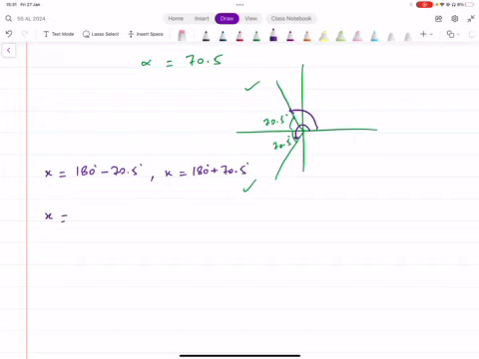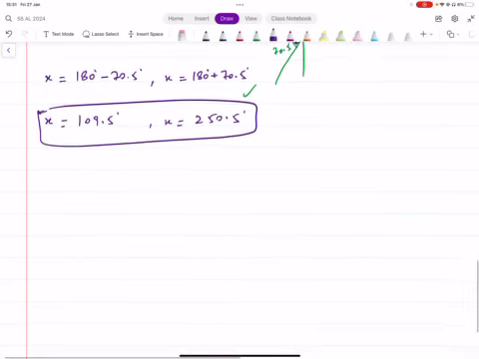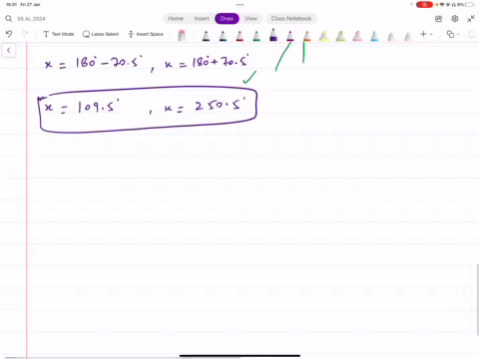One is 109.5 and the other is 250.5. These are the two answers that you get. The rest you can do yourself, Maniva. This is that we have. Okay, and the second part.